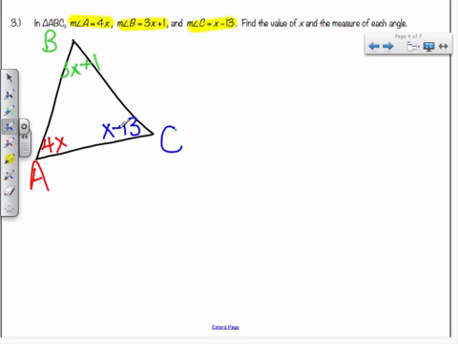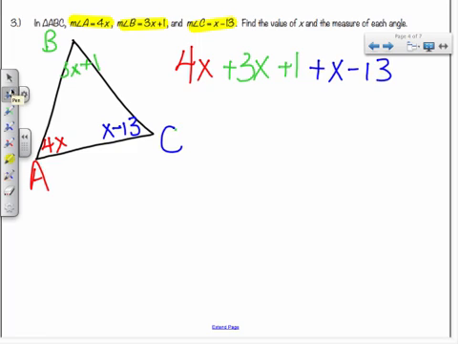So I can go ahead and create an equation in order to solve for x. I know that it's a triangle, which means that the angles will always add up to, hopefully you said 180. So I'm going to take all of my angles and add them together. So the angle A is 4x, and then angle B is 3x plus 1, and angle C is x minus 13. And I know that that's all going to add up to equal 180.